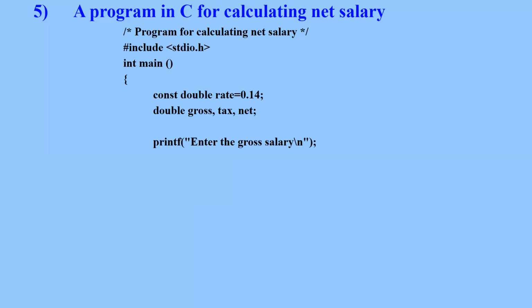Then the next statement here is to read. It will allow the user to enter a value. That value will be picked as gross. So the value picked will be stored in the memory location that is set aside for the gross. And the type of value that is expected is a value that also contains a decimal point or a fractional part.